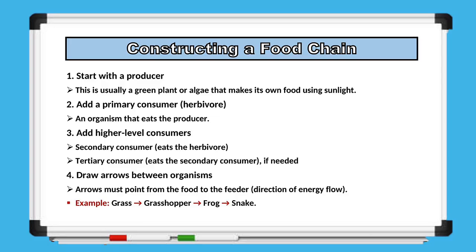Finally, we connect the organisms using arrows. It is very important to remember that the arrows always point from the organism being eaten to the organism that eats it. In other words, the arrows show the direction in which energy is transferred. For example, here, the grass is the producer, the grasshopper is the primary consumer, the frog is the secondary consumer, and the snake is the tertiary consumer.